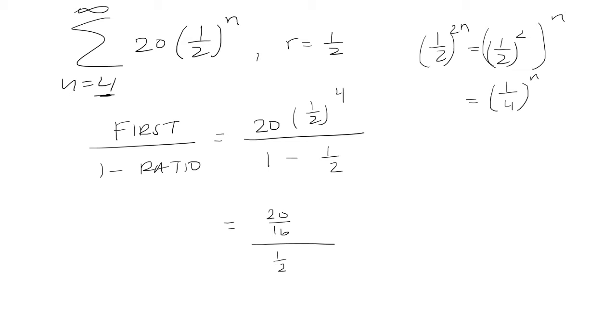Now 20 over 16, I can divide top and bottom by 4 and get 5 over 4. So I have 5 over 4 divided by 1/2, and that's the same thing as 5 over 4 times 2 over 1. So I'm just flipping the division to multiplication and then doing the reciprocal, 1/2 is 2 over 1. The 4 and the 2 become 2 and 1. So this is 5/2. And that is my sum.